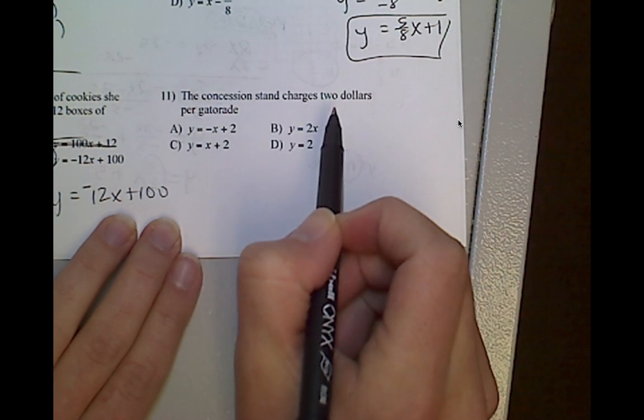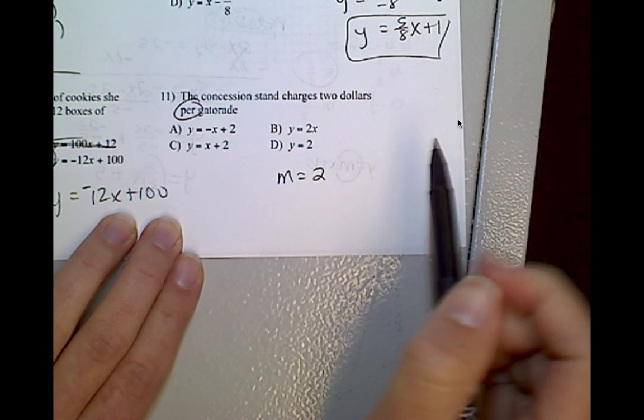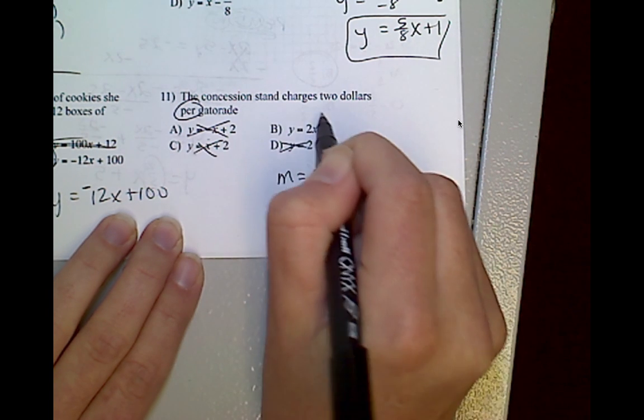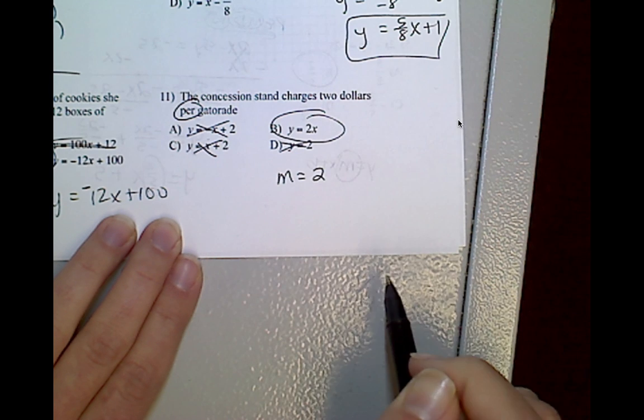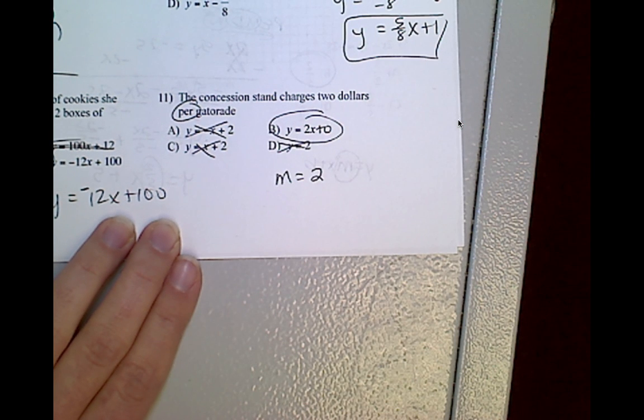Same thing, $2 per Gatorade. That means your slope is going to be 2, okay? Slope's not 2, slope's not 2, slope's not 2. The only one that has a slope of 2 is this one right here. There's actually an understood +0 because there was no initial value. And the only number that represents not having an initial value, an initial fee, what you pay up front, is the number 0.